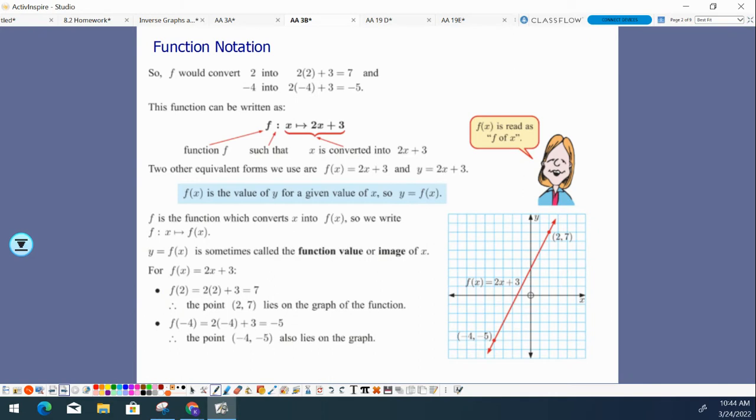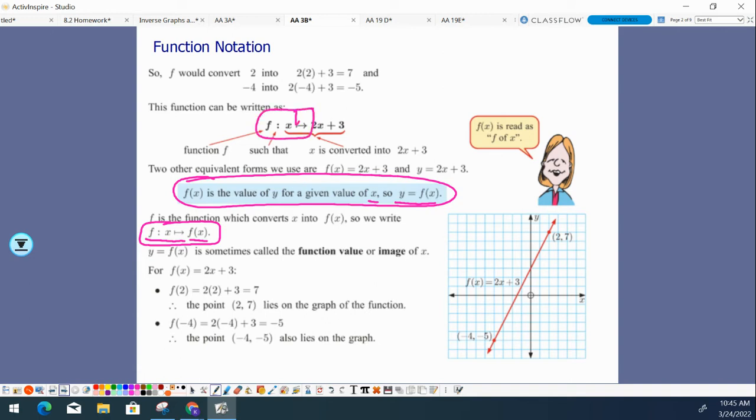The only thing on this whole page you just need to remember is f of x is the value of y for the given value of x. So y equals f of x. And the other thing you might want to write is this right here. This notation is the same thing as f of x. It looks kind of weird when it's written like this, but that's the same thing as just f of x.